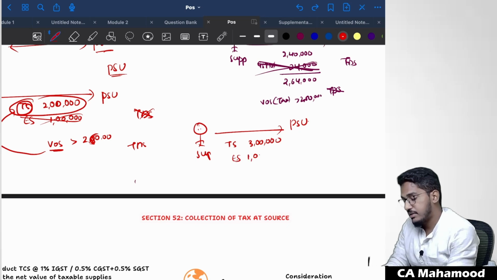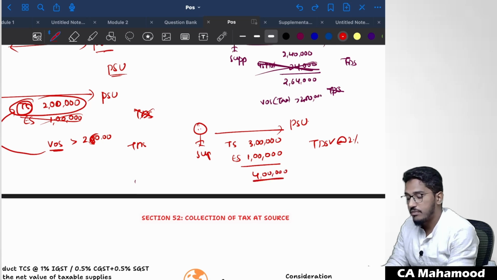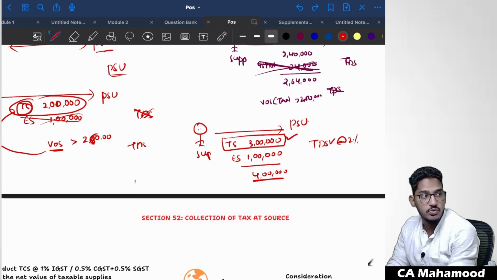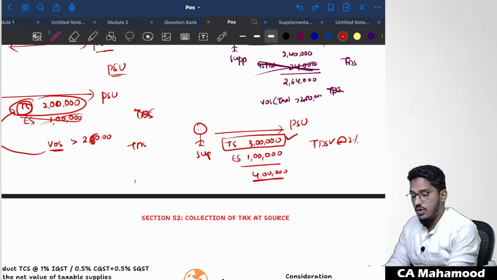Exempt supply 1 lakh. Will TDS become applicable? Yes. And on that you have to deduct TDS at the rate of 2%. On which value will you deduct TDS? Will you deduct the TDS on the entire value of 4 lakh rupees, or will you deduct TDS on only taxable value? You have to deduct TDS only on taxable supply value. That is, on 3 lakh rupees only you have to deduct TDS, not on the exempt supply portion.